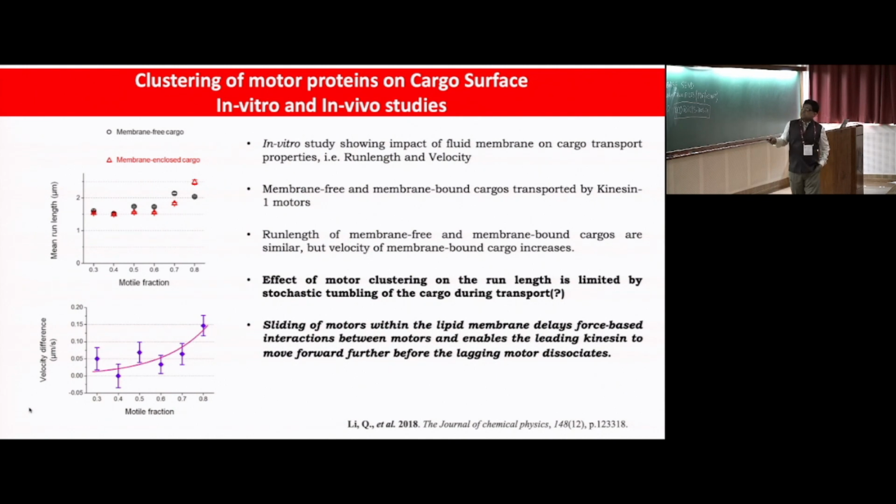Then there was another study by the group of Professor Jingju at UC Merced. They again looked at how the clustering happens, and what they found is that the effect of motor clustering on the run length is limited by the stochastic tumbling of the cargo during the transport. They also found that the sliding of the motors within the lipid membrane delays the force-based interaction between motors and enables the leading kinesin to move forward further before the lagging motor dissociates. So this is what they proposed.